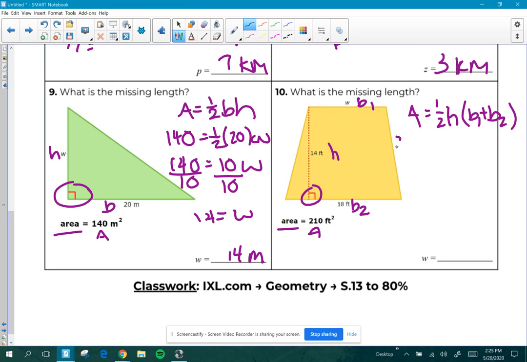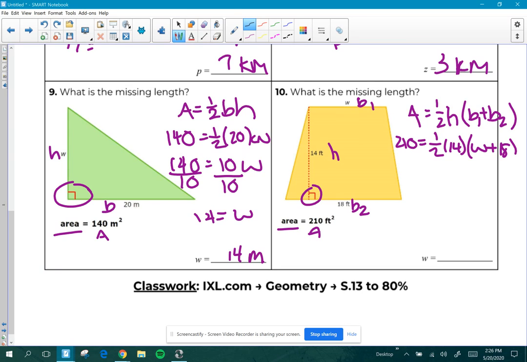So my area is 210, and that's equal to 1/2 times 14 times my bases added together. So my first base is W, my second base is 18. This is the most challenging type that you could be asked, but it's totally doable. So here, looking at your order of operations, I can't do anything with that W plus 18 because W is a variable. I can't simplify that.